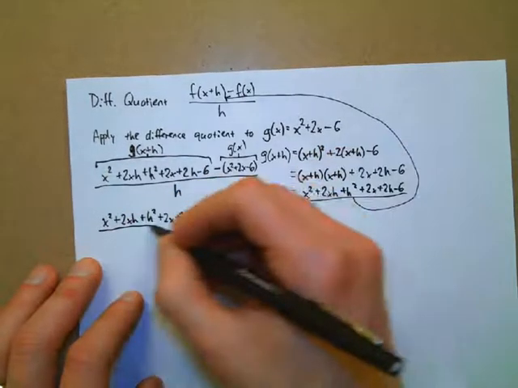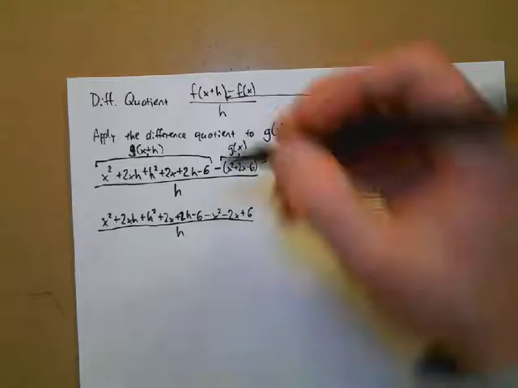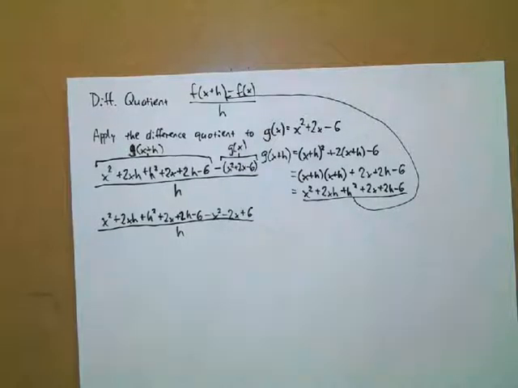Now at this point, things should cancel out. Does anyone see what we can cancel here? Yeah, so the x squared cancels out with the minus x squared. We have a positive 2x here that cancels out with this minus 2x. And then this minus 6 cancels out with the plus 6. And so then what remains? Well, we have a 2xh, an h squared, and a 2h, and that's all over h.